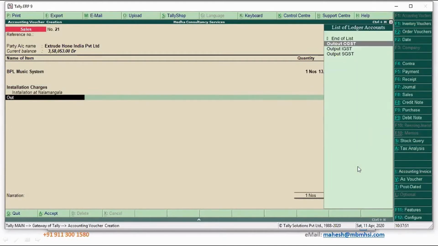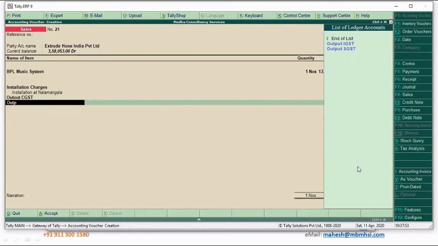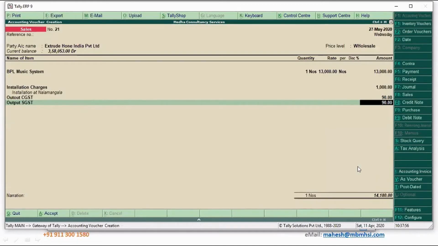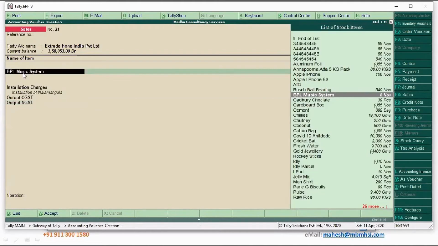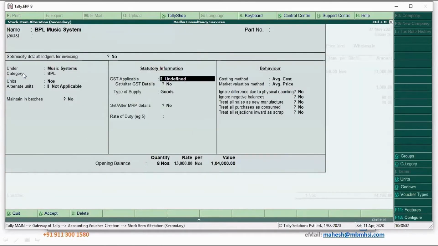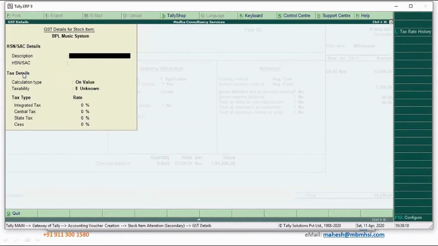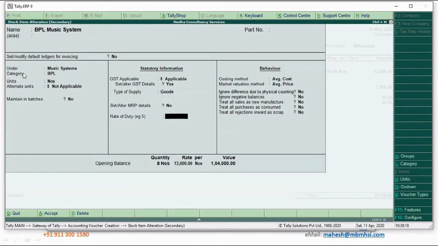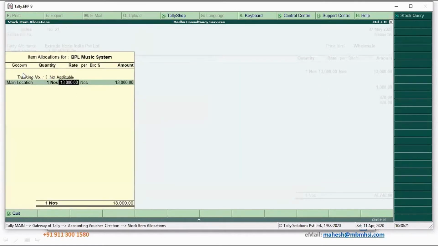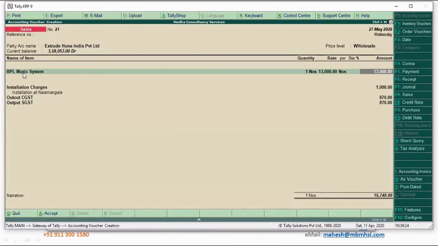Now I have output CGST, output SGST. So why BPL systems? We have not configured the GST for BPL systems, so for the BPL music system it was not taking. So I'm just configuring the GST as applicable. Let me say this is taxed at 12%, for example. So the goods are taxed at 12%, but my service is charged at 18%. So output CGST, output SGST, it is 870 rupees.